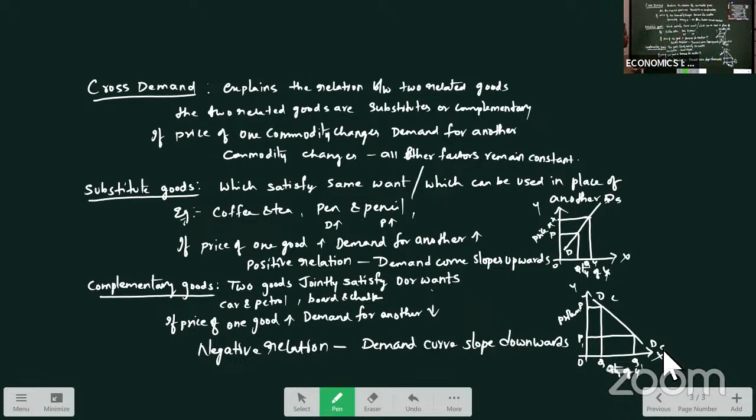complementary goods. Okay, so this way, for complementary goods, two goods jointly will satisfy our wants. If the price of one good increases, demand for the other good decreases. There is a negative relation for complementary goods. When there is a negative relation, the demand curve will slope downwards. Clear? So this is about your cross demand.